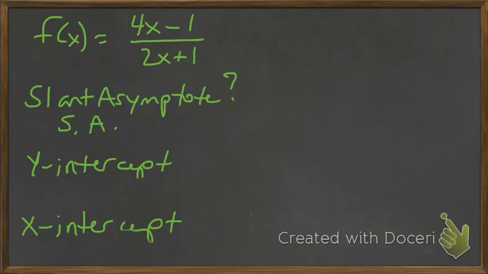Will there be a slant asymptote? Not if there is a horizontal asymptote. You never have a slant and a horizontal asymptote at the same time.